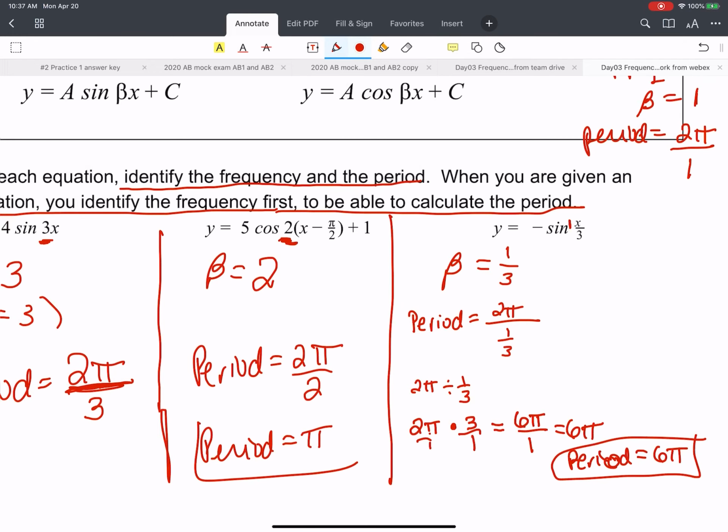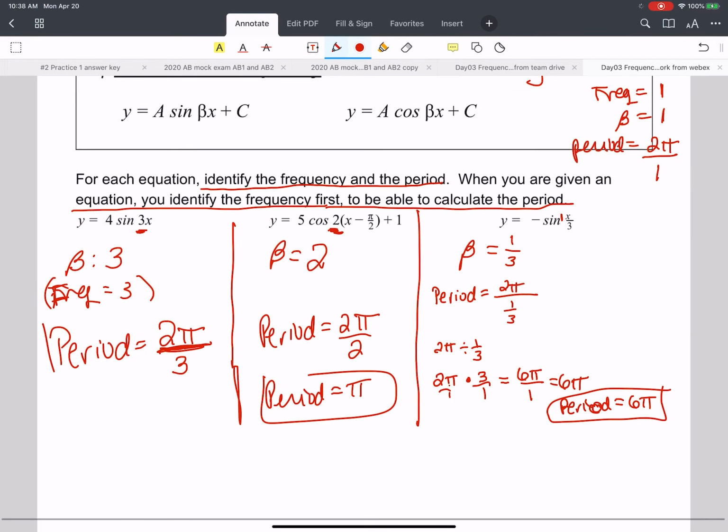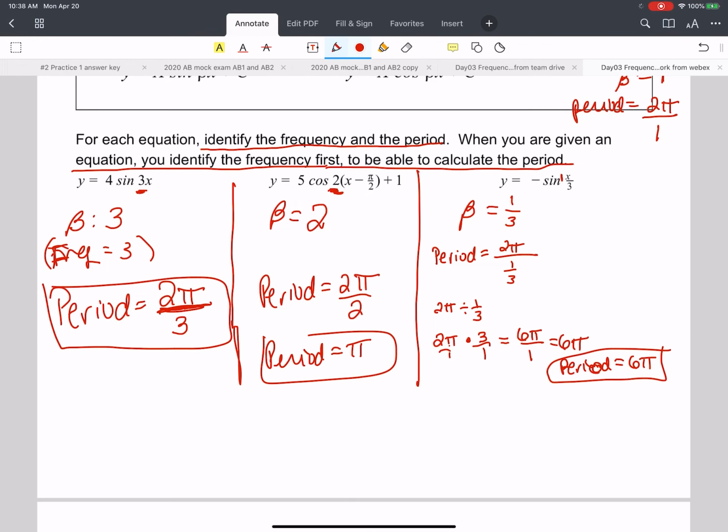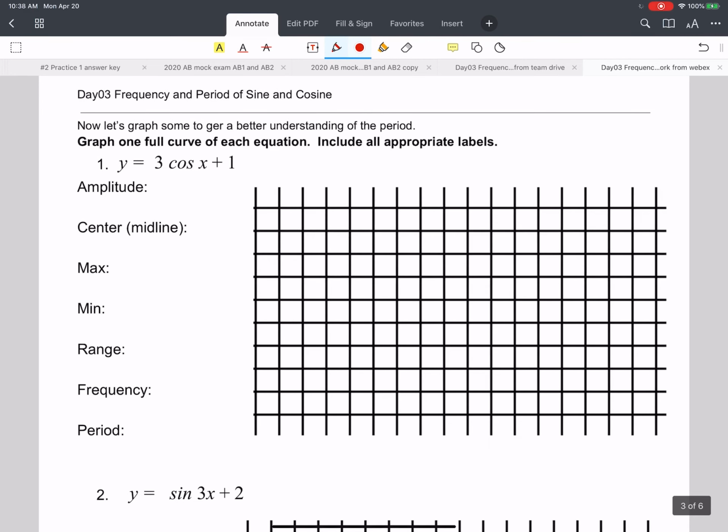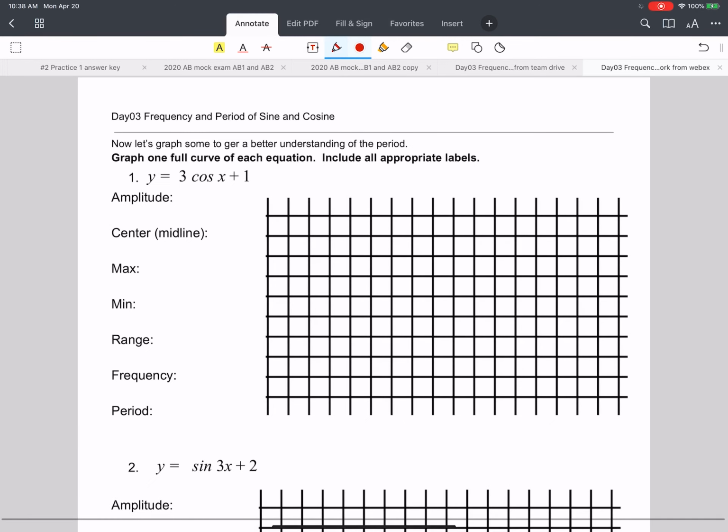Okay, my period was pi here, and my period was this fraction over here. Okay, that's how that works. Now to apply it to our graphs. All right, I did one that you should be able to do. It's very familiar, so get started with that.